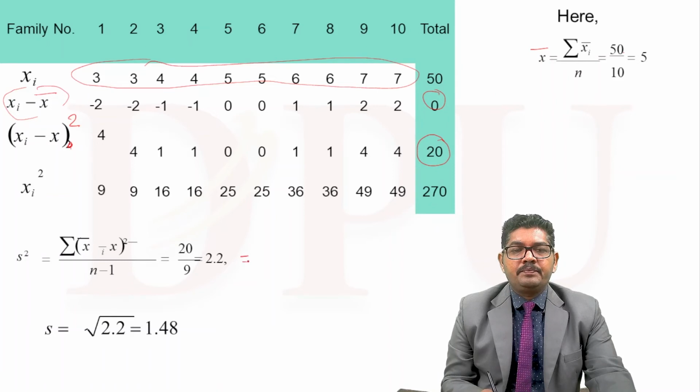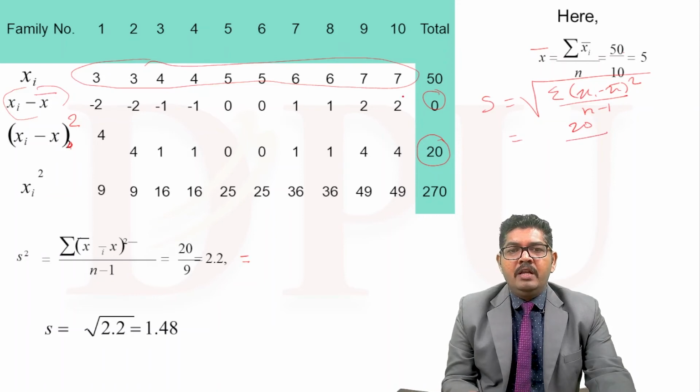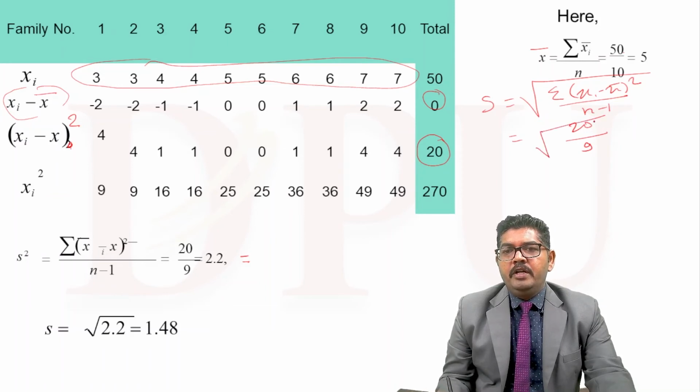Now we will calculate this. Standard deviation or S is equal to root of summation of (xi minus x bar) square divided by n minus 1. So summation of (xi minus x bar) square is 20, divided by n minus 1. So there are 10 observations, but we subtract 1 from it as degrees of freedom. So root of 20 upon 9 is equal to 1.48.